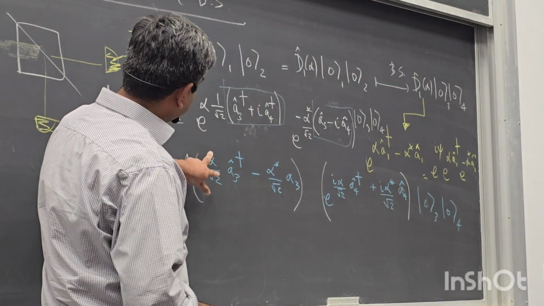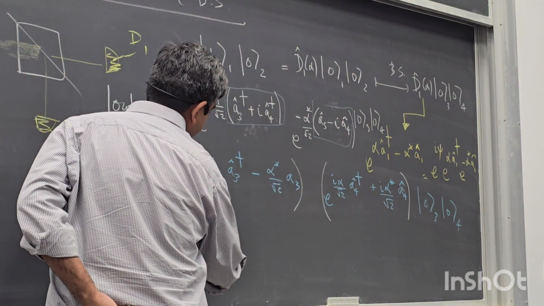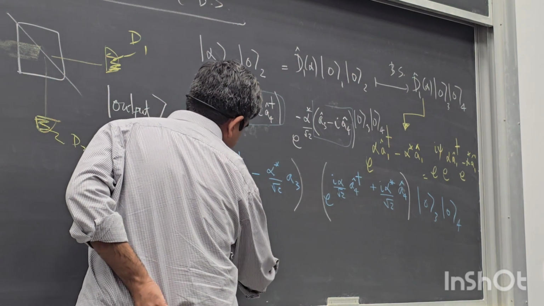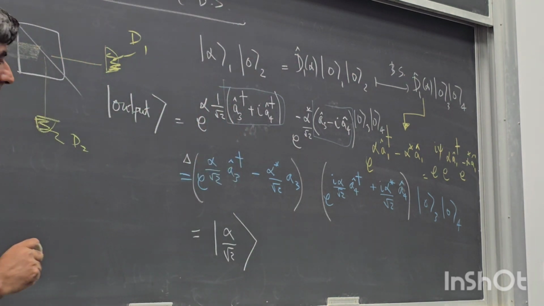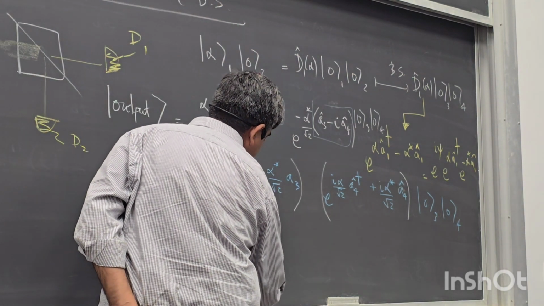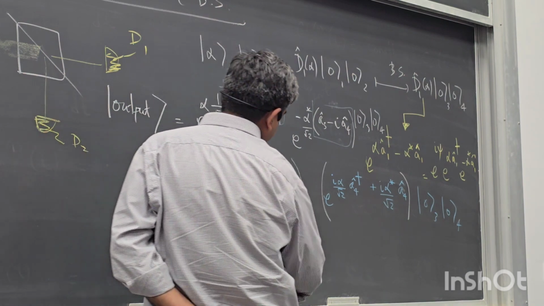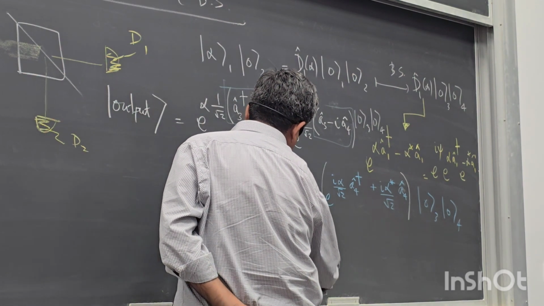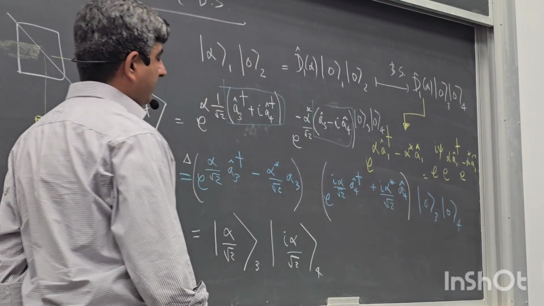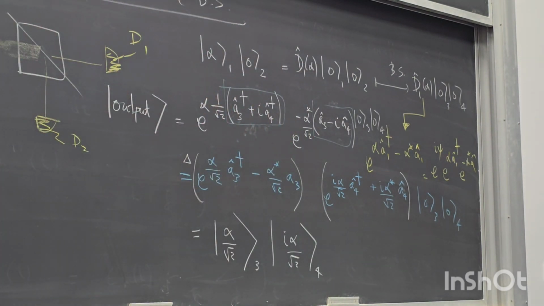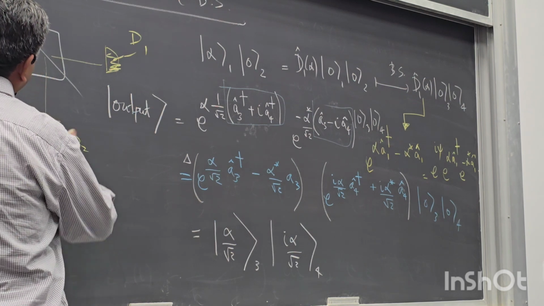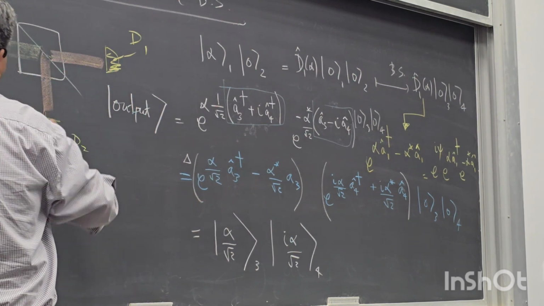This is a complex number, so this really gives me alpha 1 over root 2, and this gives me iota alpha. Yes. Both of these are coherent states. So at the output, I get a coherent state here, and I get a coherent state here.